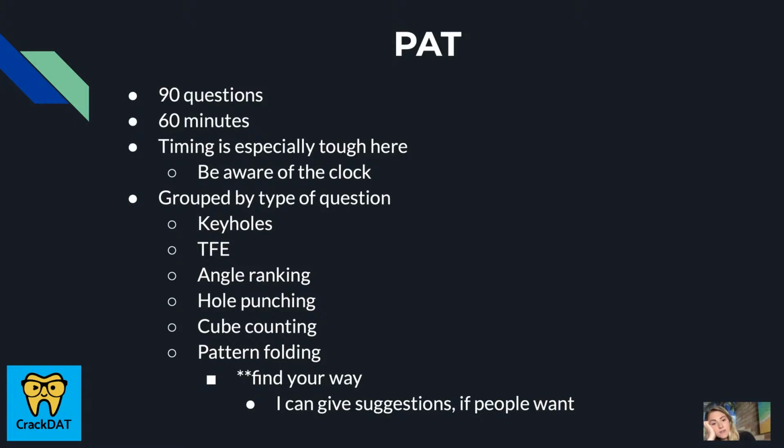So for example, angle ranking was one of the easiest sections for me, so I would blow through those angle ranking questions. I knew I didn't have to be as far along in the time when I got to that section, because I could blow through those questions. But I knew that pattern folding was going to take me a little while, so I wanted to leave an X amount of time when I got to that section.